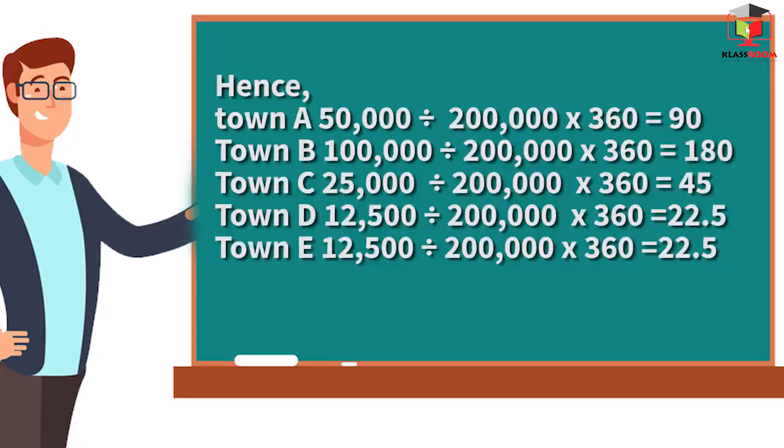Hence, town A, 50,000 divided by 200,000 times 360, which will be 90 degrees. Town B, 100,000 divided by 200,000 multiplied by 360. The result is 180 degrees. Town C, 25,000 divided by 200,000 times 360 degrees. We have 45 degrees. Town D, 12,500 divided by 200,000 times 360. The result is 22.5 degrees. Town E, 12,500 divided by 200,000 times 360. The result is 22.5 degrees.